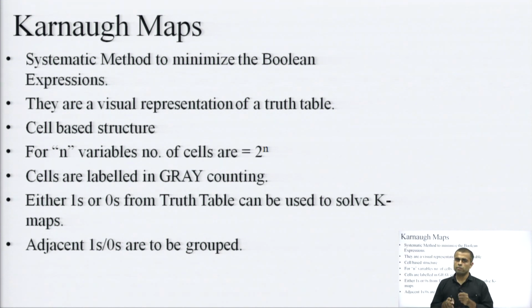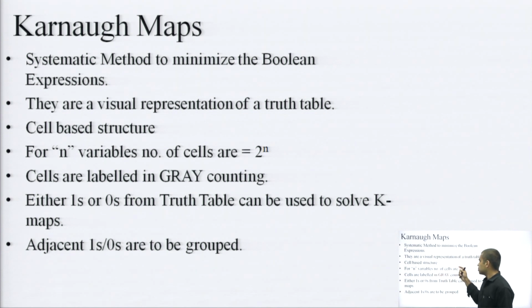In truth table we have a tabular representation of high and low outputs, and this will be a visual representation of our high and low outputs, and it has a cell based structure, or we can say a box based structure. How many boxes will be there? That depends on the number of variables. So for n variables we will have 2 raised to power n cells or boxes. That means for 3 variables there will be 2 raised to power 3, that is 8 boxes or 8 cells.